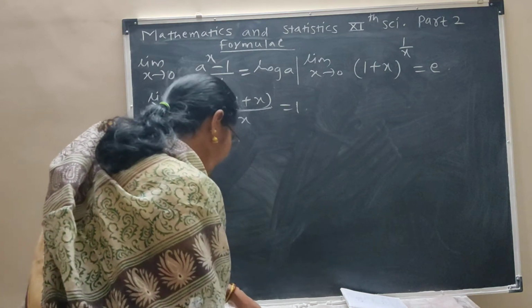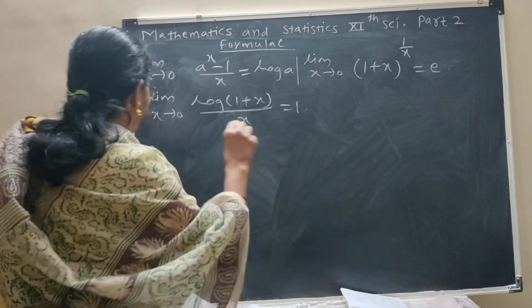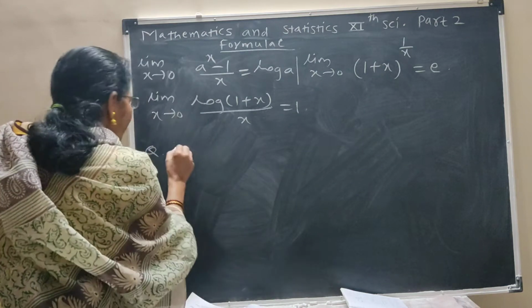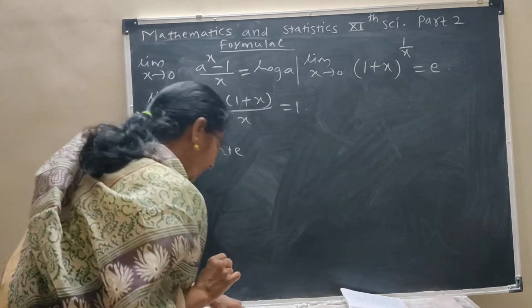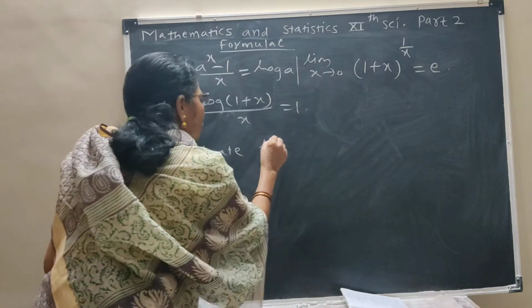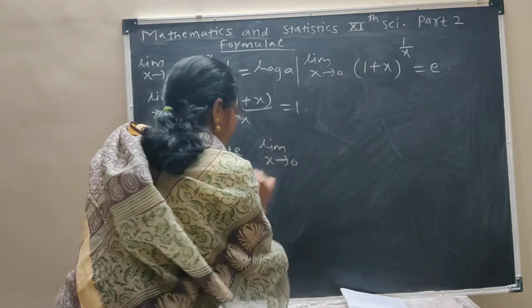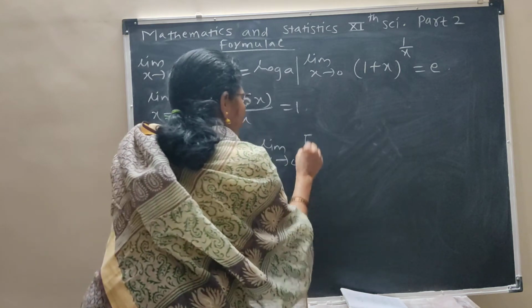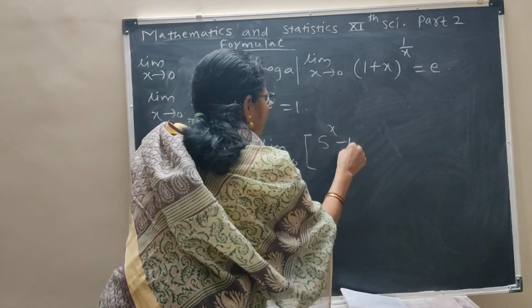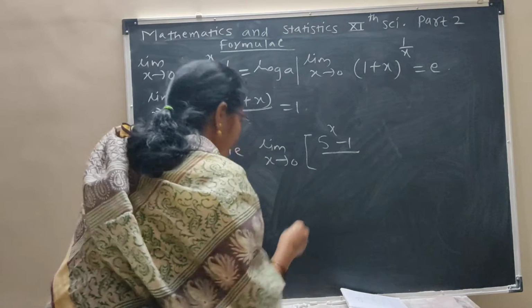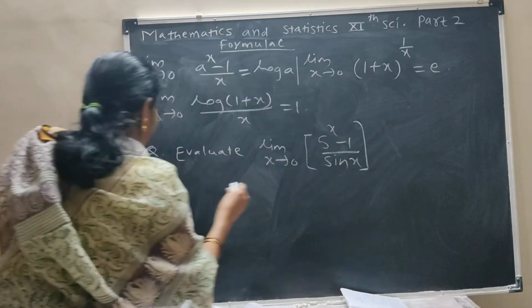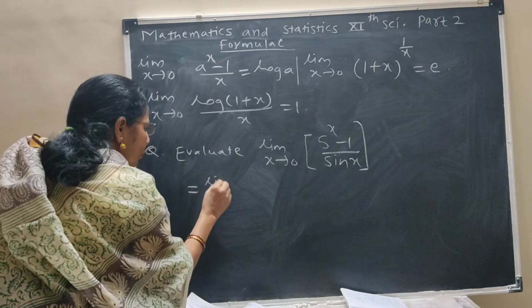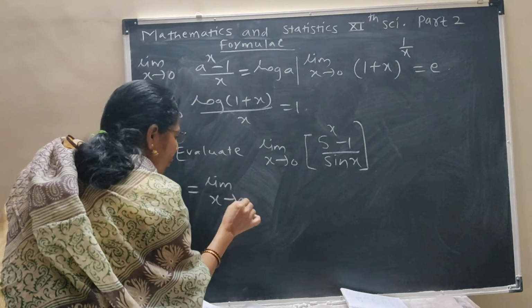Question: evaluate limit as x tends to 0, 5 raised to x minus 1 upon sin x, is equal to limit as x tends to 0.